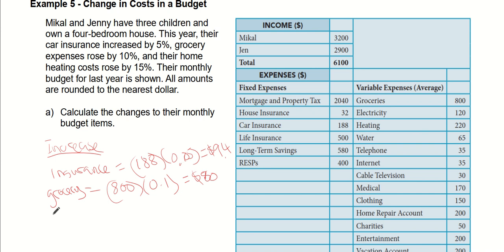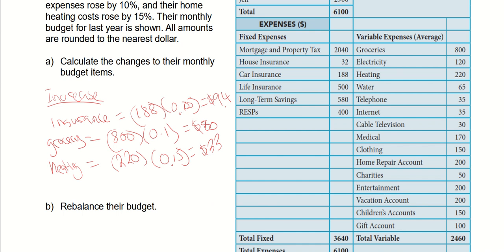And lastly, heating. What was he paying previously for heating? Here it says about $220, and it increased by 15%. So I put in 0.15, and that should equal $33. An extra $33. Good. So what is the expense increase? The expense increase, if you add them all up, will equal $122 when you add them all up. So that's the increased expense.